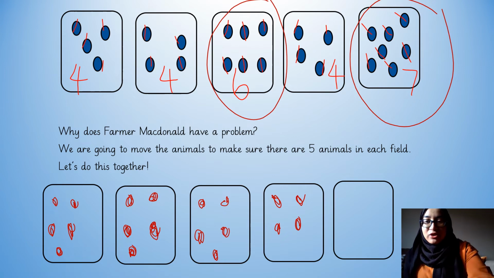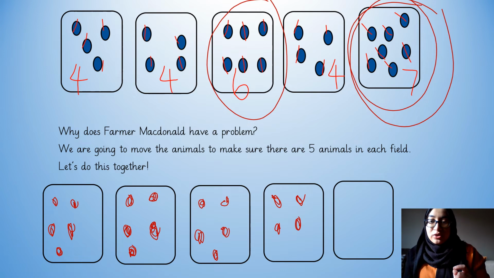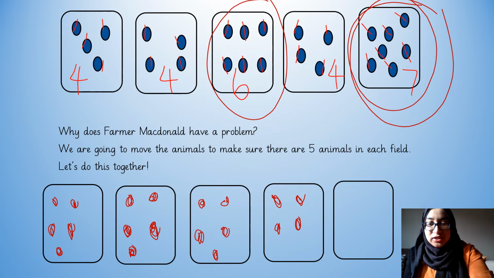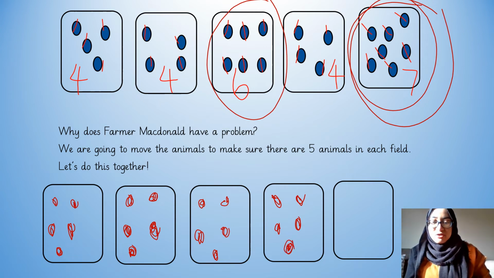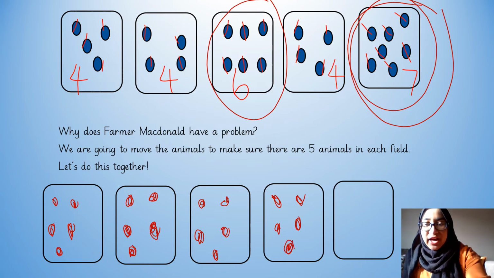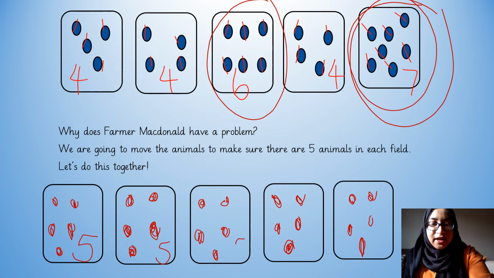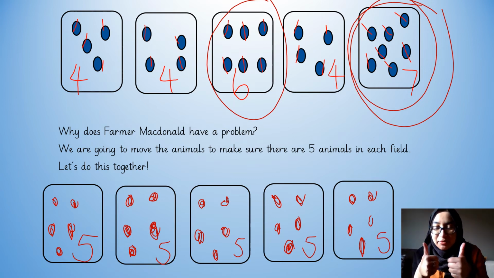So remember, field number 5 had 7. And then we took one out for number 2. So now we had 6. Now we can take another one out for field number 4. So now we have 5 in field number 4. And then we should have 5 left for field number 5. So that means I have 5 here, 5 here, 5 here, 5 here, and 5 in the last field. Give me a thumbs up if Farmer McDonald has 5 animals in all of his fields.